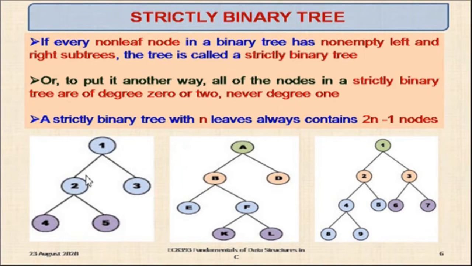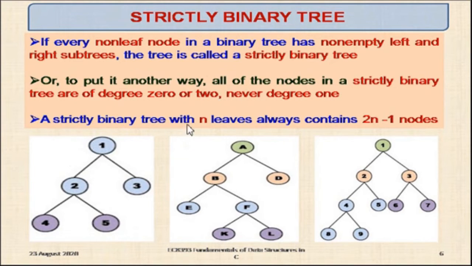That means the degree of node 1 is 2 because it is having two subtrees, whereas the degree of 3 is 0 because it doesn't have any subtree at all. So a node can have a degree of either 0 or 2. For 2 it is also 2, for 4, 5 and 3 the degree is 0. So it may be either 0 or 2, then we can call it a strictly binary tree.